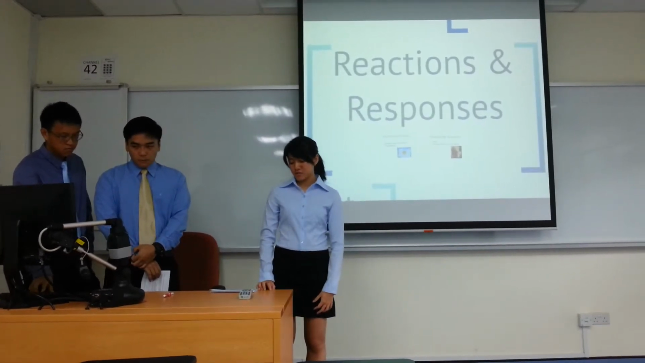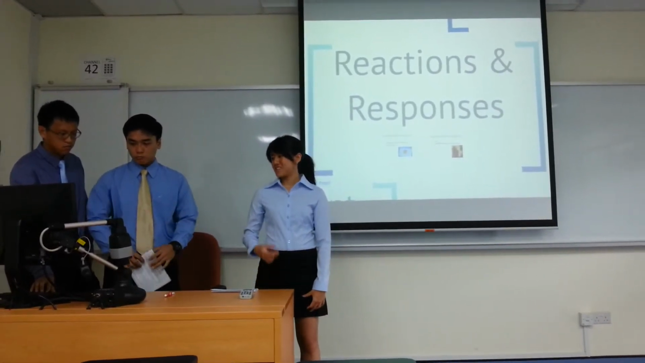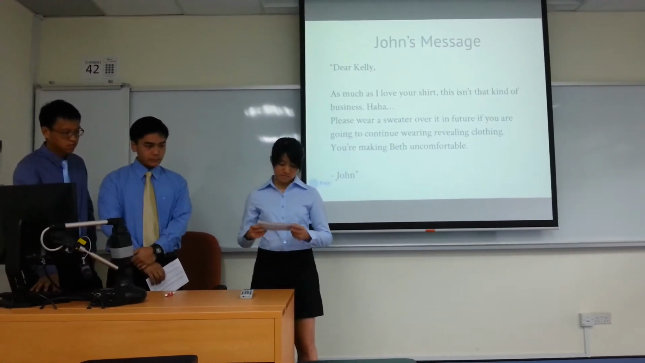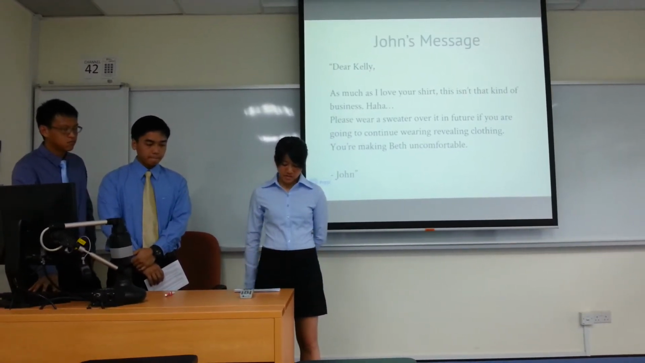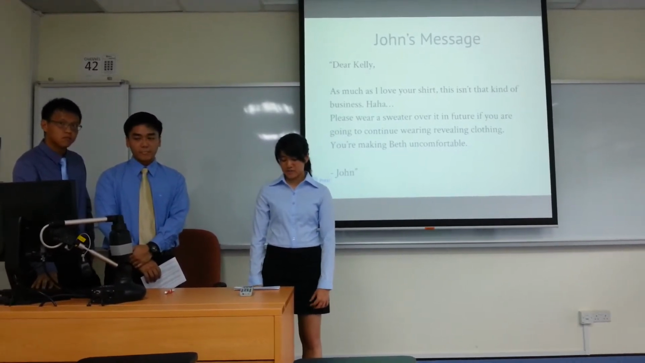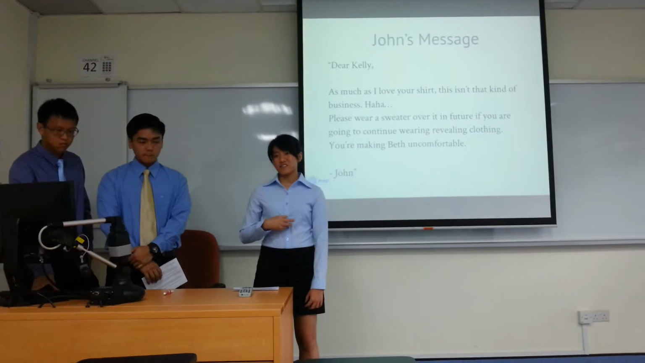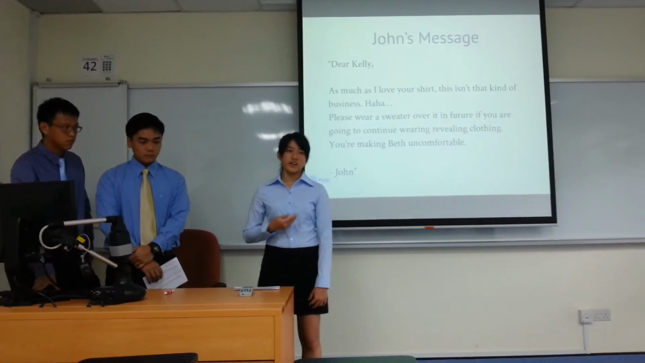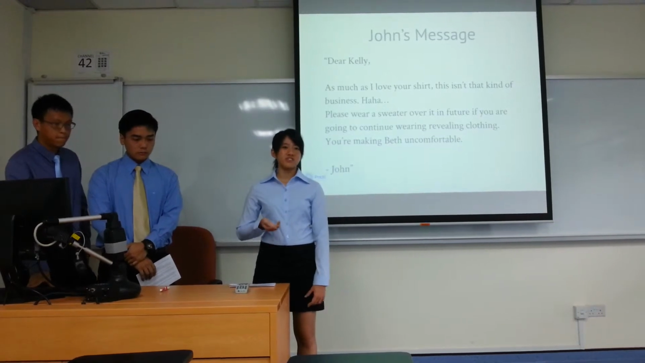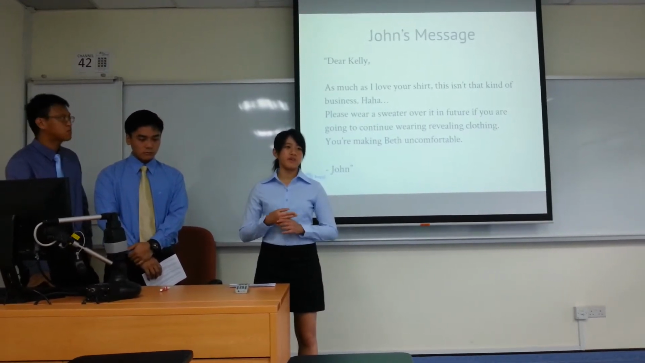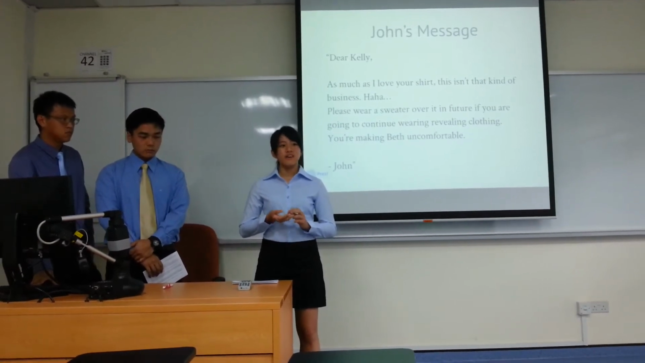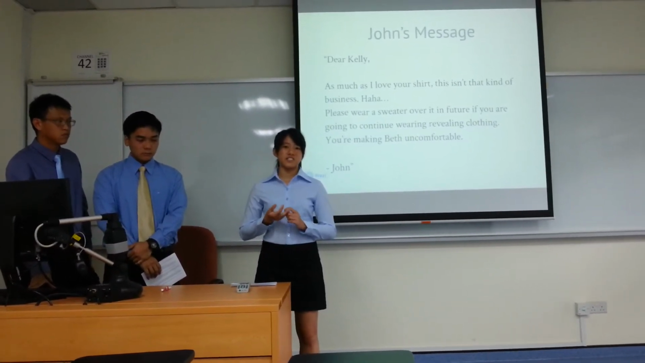John did try to build goodwill when he said that Kelly said he loved her shirt, but he immediately shot it down when he wrote that this isn't that kind of business. We learned in this course that messages should be concise and also have you attitude. When writing the message, John should look at things from Kelly's point of view, respect her intelligence, protect her ego, and also emphasize what she needs to know.